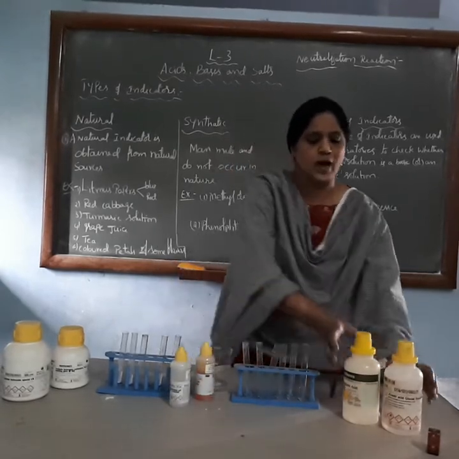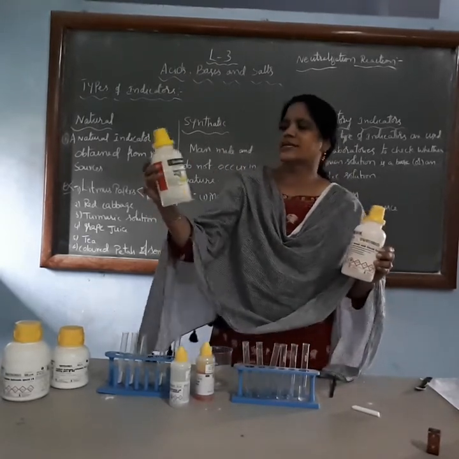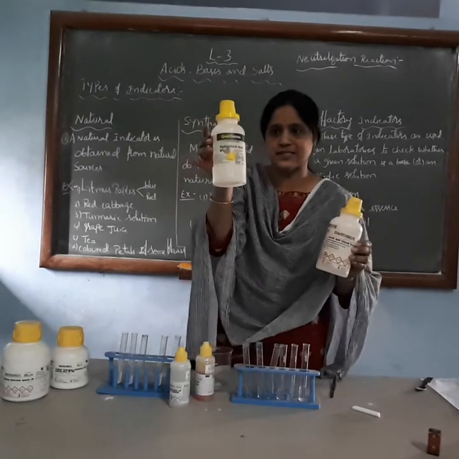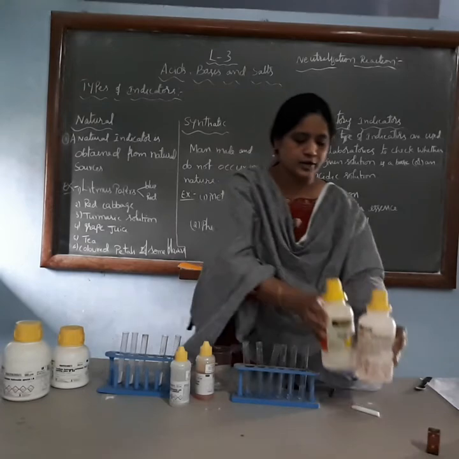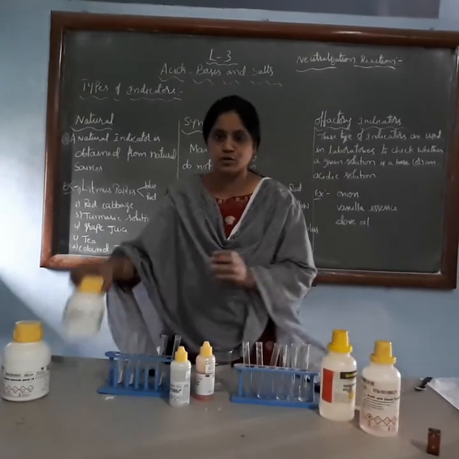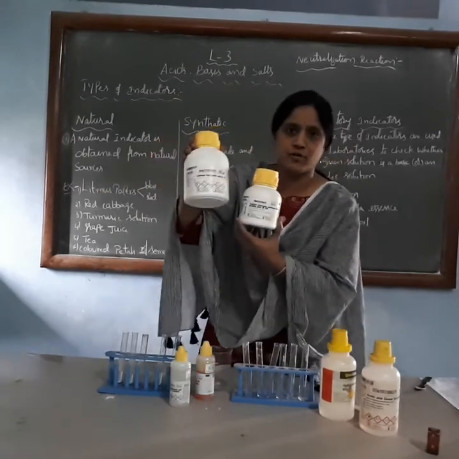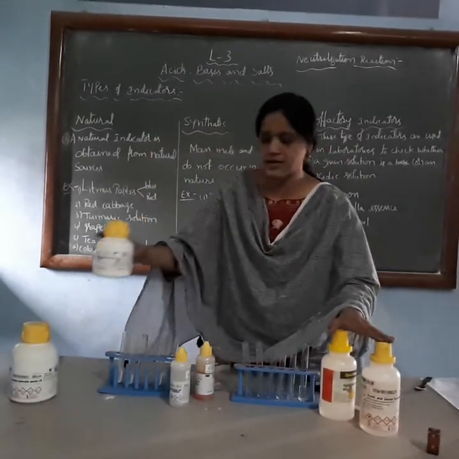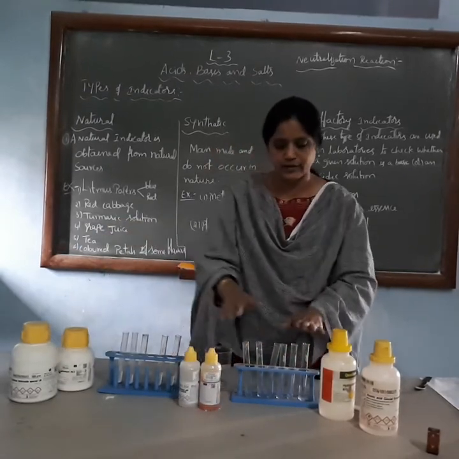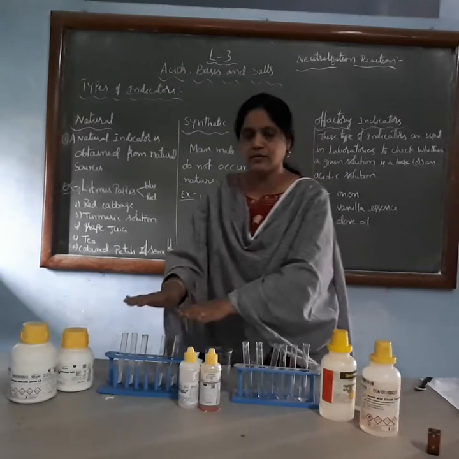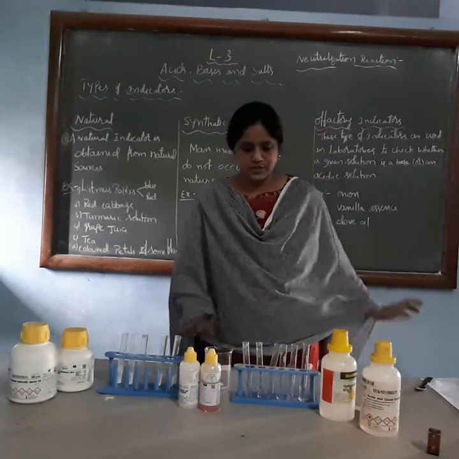Here I have two acids: see, diluted hydrochloric acid, and this is acetic acid. And on this side I took two bases: sodium hydroxide and calcium hydroxide. So I took two acids and two bases, and these two are the synthetic indicators. In these I took all acids, and here I prepared the basic, that is alkaline, solutions.